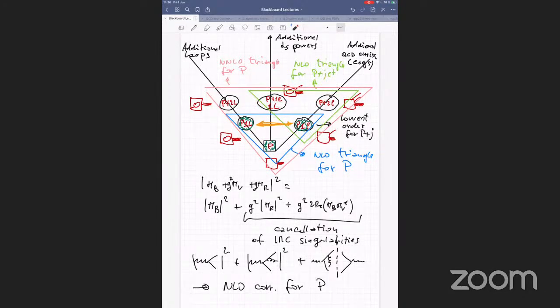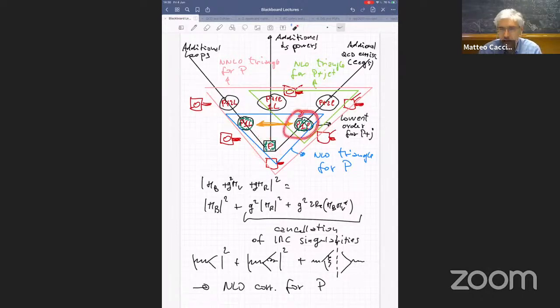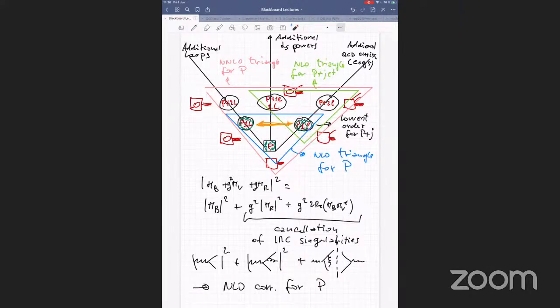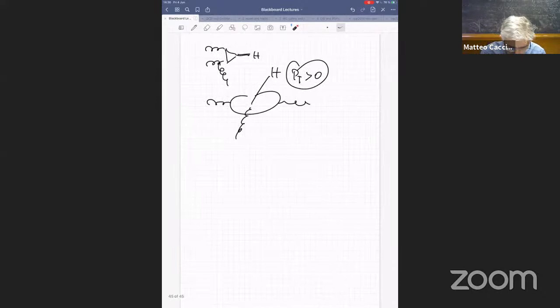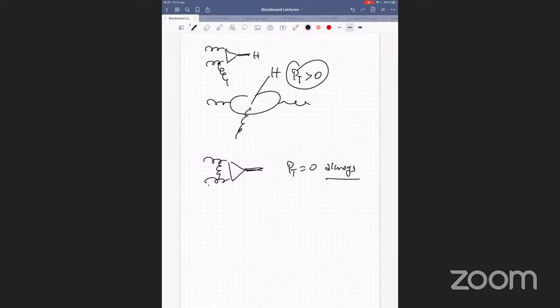So the choice of the process defines your starting point. Full Higgs cross-section, fully inclusive, you start here. Higgs plus one jet, you start here. And then it depends what kind of corrections you want to calculate. Of course, the loops will never contribute, because if I go to my other diagram, loop corrections like this one will never contribute. This is PT equals zero always, independently of how many loops you have.